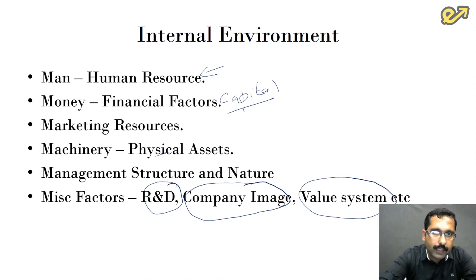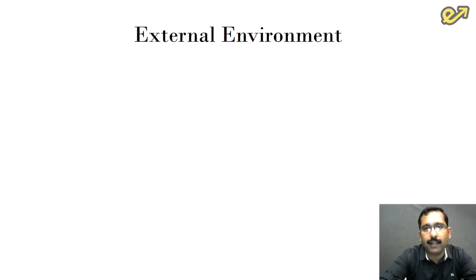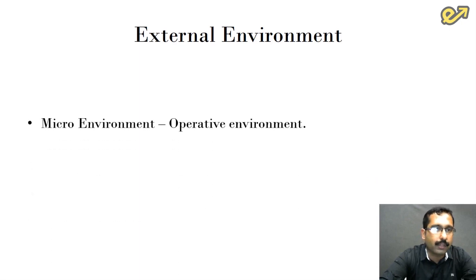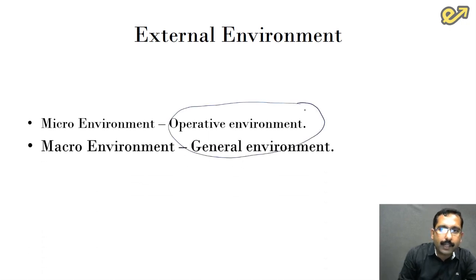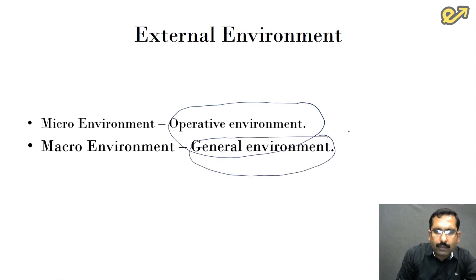Now let us move on to the next slide, and here we have the external environment. External environment has got two subdivisions. The first one is the micro environment. It is also called the operative environment. And the next one is the macro environment, and it is called the general environment. Now we call this general environment simply because the changes or the components that are there in the macro environment are not created keeping one business or one company in mind. It is done for the overall business environment or the overall industry that is available in the country. So the macro environment is called general environment. Micro environment is called the operative environment.